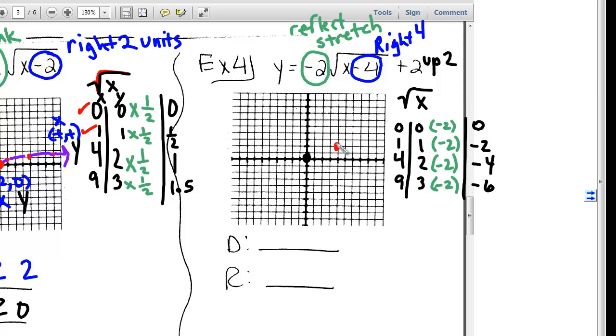Out 0, up 0. So this point stays the same. Next movement, out 1, down 2. Remember, we start at this point. Next movement, out 4, down 4. Next movement, out 9, down 6, again starting from here. Well, I'm off the graph, so I'm going to stop there.